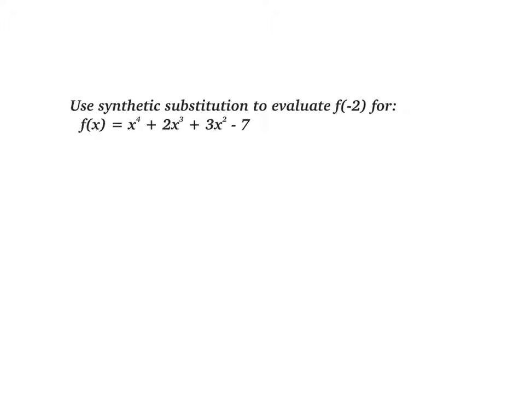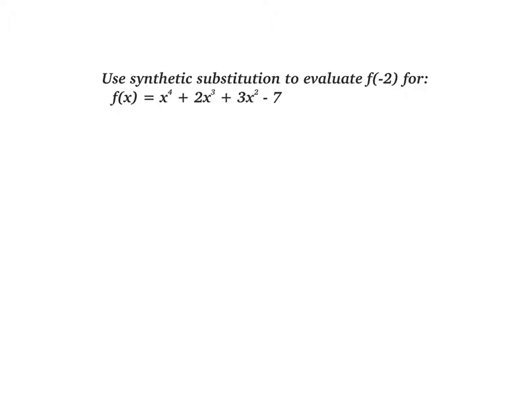Okay, another way to do it is called synthetic substitution. This is going to be new. It's really good. Watch what I do here. I'm going to put a little box right there. It's really a backwards L. And whatever they say to evaluate, I'm going to put that number inside my box, the negative 2. Out beside the box, I'm going to list all my coefficients, 1, 2, 3. And if you're missing a term, like I'm missing an x to the first term, I'm going to put a 0 in its place, and then put the negative 7.